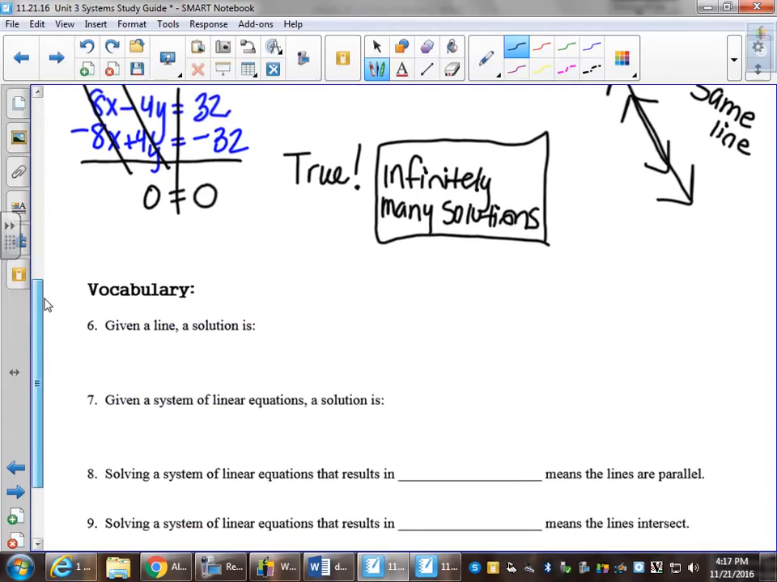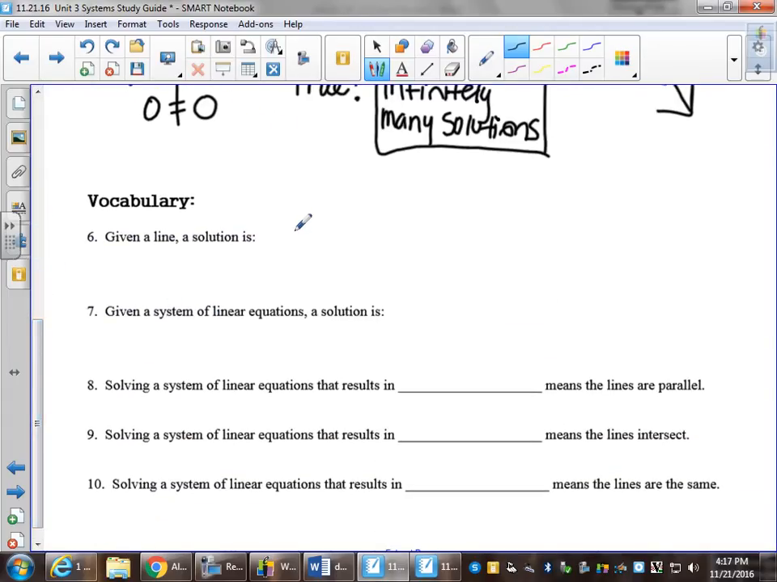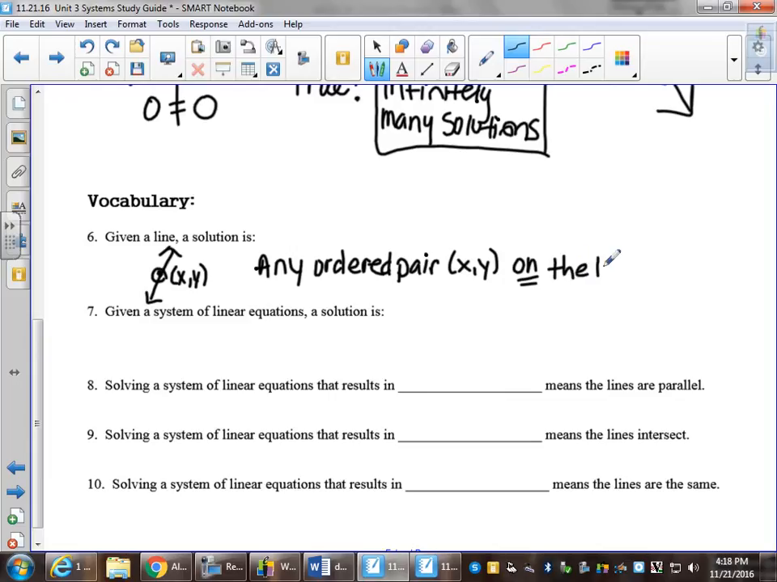Let's talk vocab. Given a line, so we're just talking a single line, a solution is an ordered pair on that line. Any ordered pair or point on the line. So any ordered pair on this line is a solution.